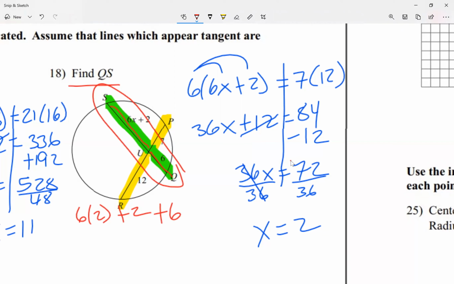I see operations as multiplications and additions, and I know multiplication comes before addition. So let me multiply first. There's a 6 times 2. So let me call this 12 plus 2 plus 6. Addition is the last thing that I do. All right, now let me add. 12 plus 2 is 14, plus 6 is 20.